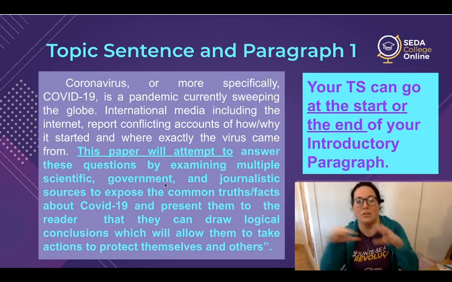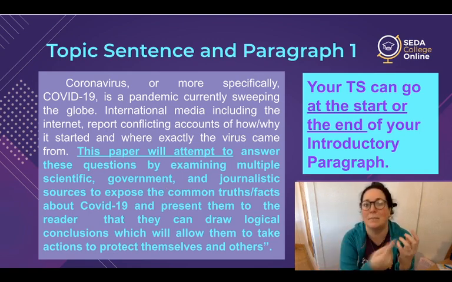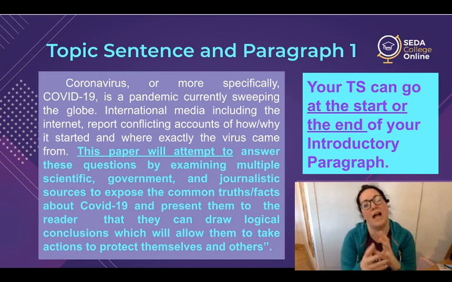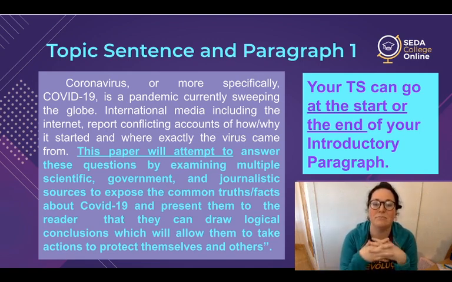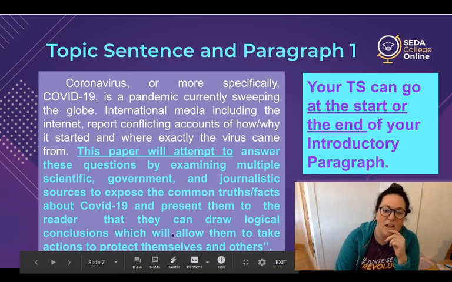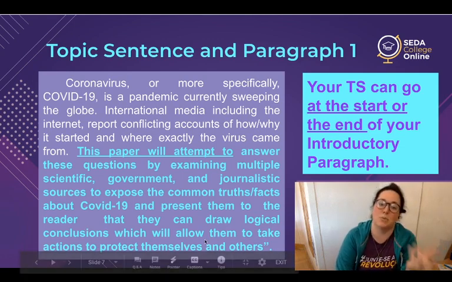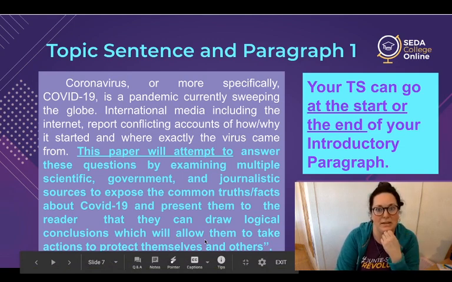What did they all say in common, were similar causes and similar effects? What are the common truths here? And so there's the comparison as well, the similarities. And then contrasting shows the differences of what they were all saying, right? So when you're looking at your topic sentence and where to go from there, this is where you kind of want to go. And then draw logical conclusions, which allow them to take actions to protect themselves and others. That's part of the purpose of what we were saying this was about.